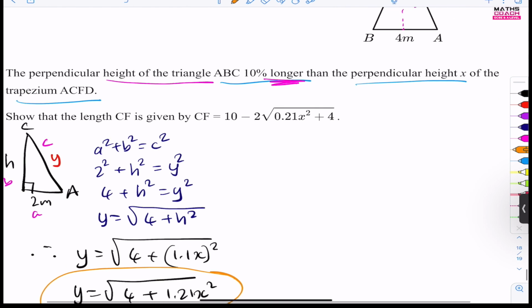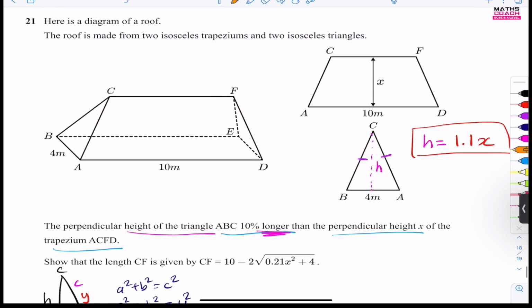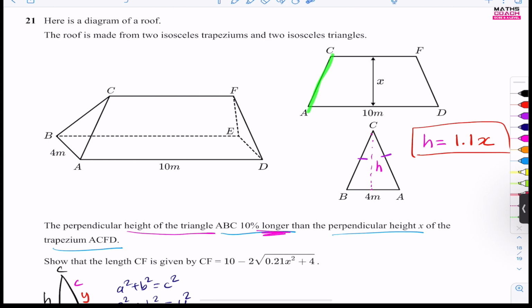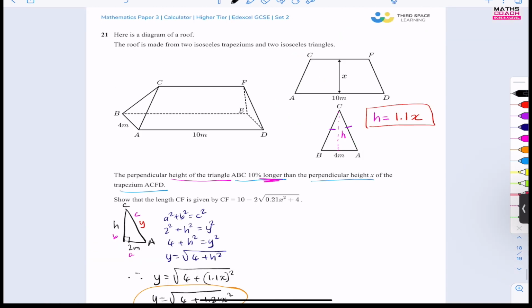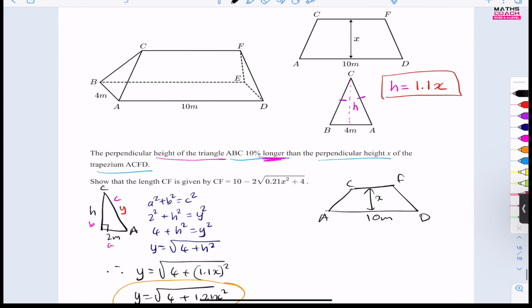Let's now focus on our trapezium. So we said earlier that this length here is this length here. So if we draw this trapezium out, this has 10 meters. This is x. We're trying to work out CF, so we leave that, and that's AD. Right, so we just worked out this, by the way.